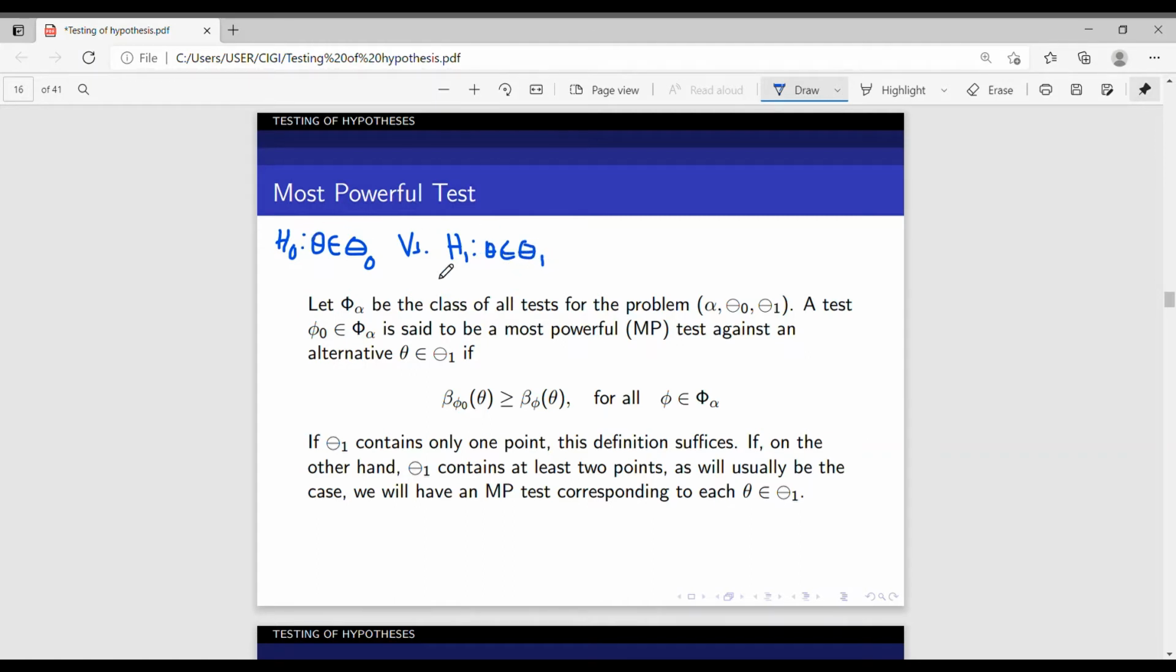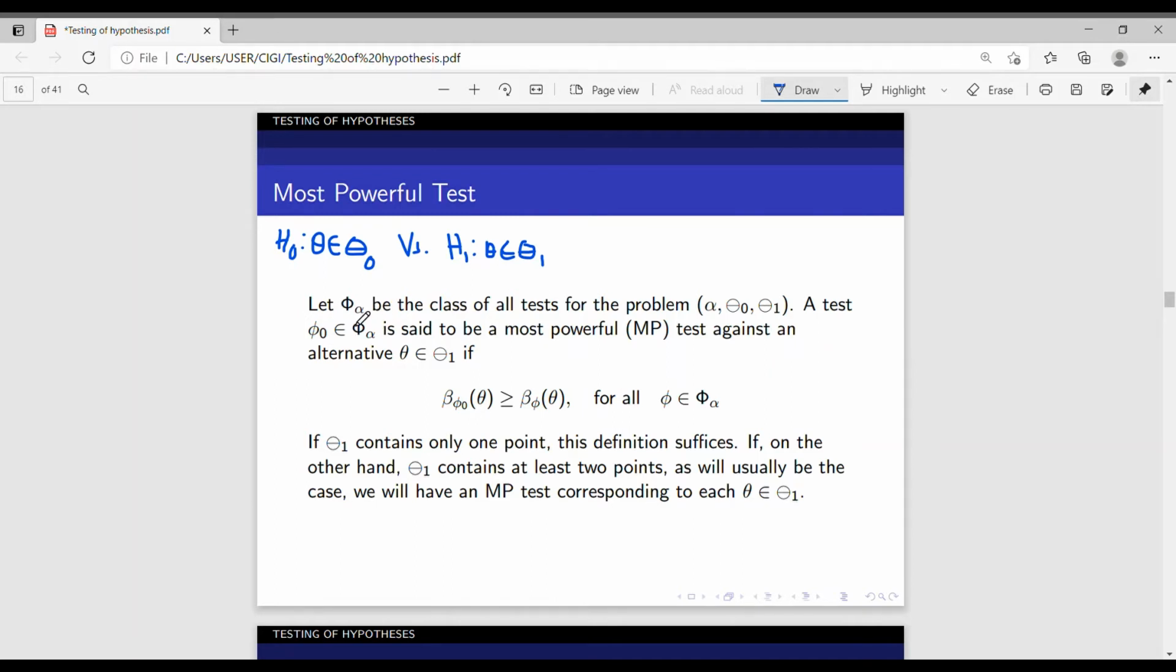So phi alpha is the collection of all test functions with the size alpha for testing H naught: theta belongs to theta naught against H1: theta belongs to theta 1. So here the level of significance is alpha, and this problem of testing can be represented by a triplet, that is alpha, theta naught and theta 1. So this triplet represents the problem of testing H naught: theta belongs to theta naught against H1: theta belongs to theta 1 at a level of significance alpha.